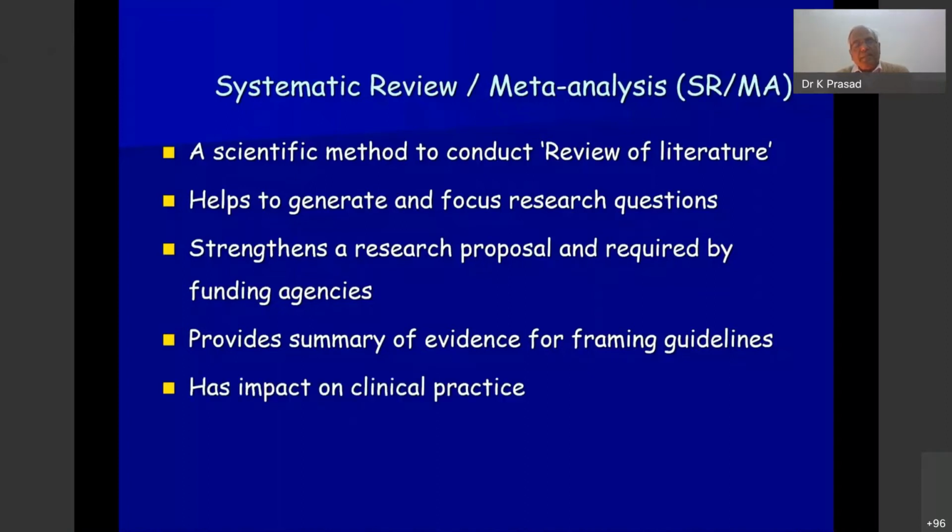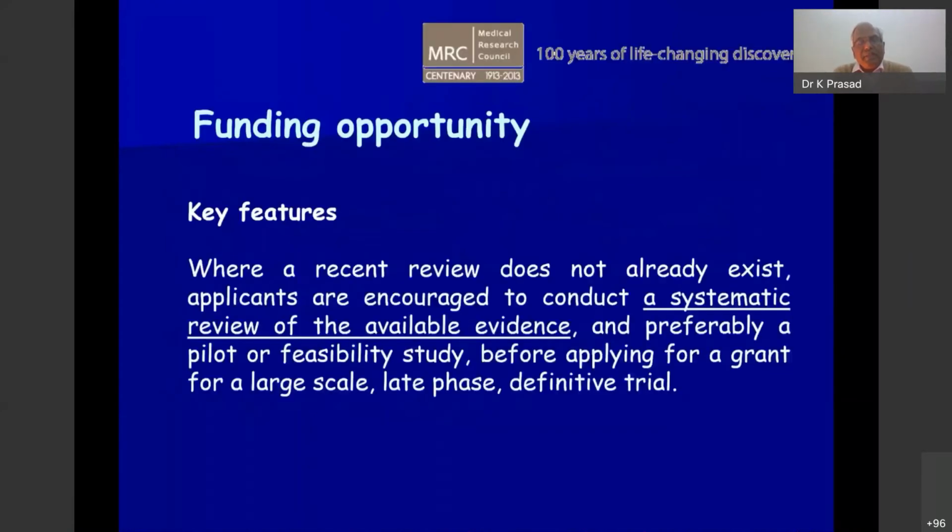This has impact on clinical practice. Sometimes, even before guidelines are framed or formulated based on systematic review, people become aware of research summary, and it starts impacting clinical practice. I will give you some example to motivate you to do this. But before that, you see Medical Research Council of UK says that applicants are encouraged to conduct a systematic review of available evidence. So when you write for funding, you have to do it.